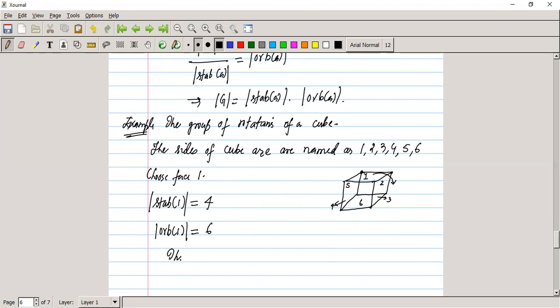So thus order of G in this case will be equal to 4 into 6, and that is equal to 24. So this means that the order of the group of rotations of a cube is equal to 24. So with this we stop this lecture.